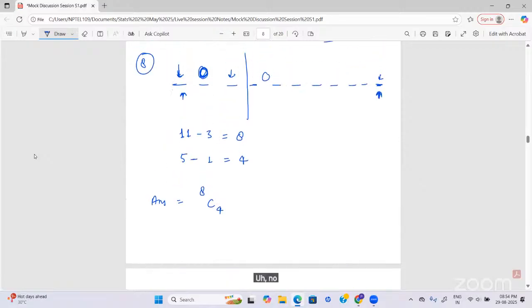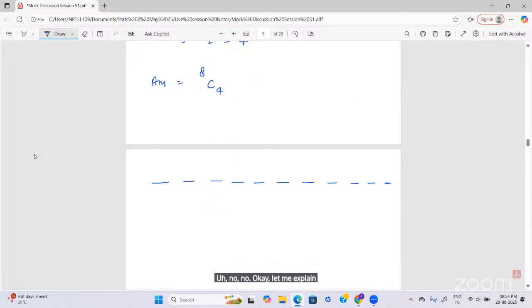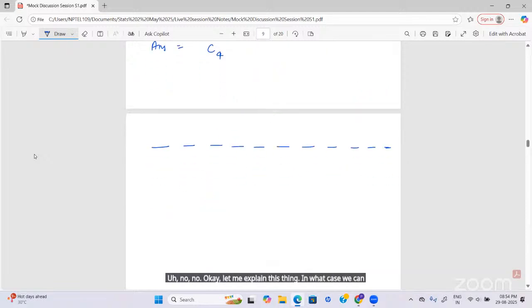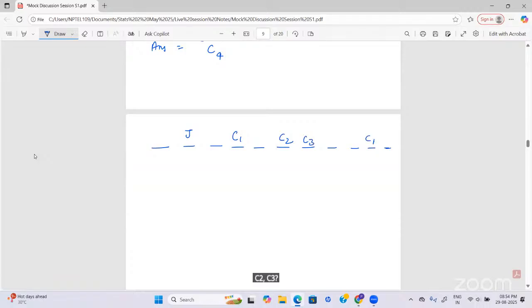No. Okay, let me explain this thing. In what case can we multiply by 9 factorial? We just have to fill these positions. Suppose this is John's car, and then we are filling the remaining 4 cars. Suppose this is C1, C2, C3, C4, like this.